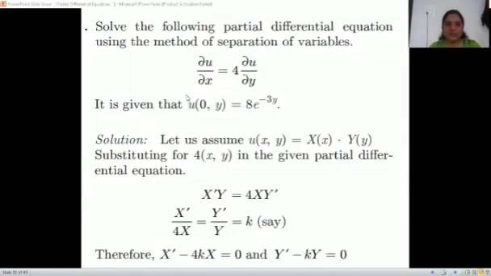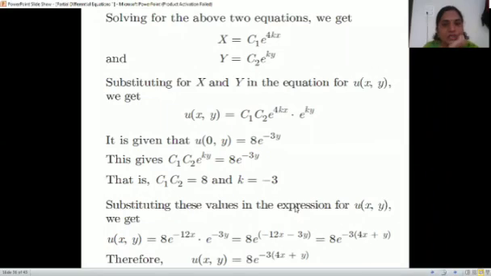Okay, let's see this also. Solving that, we get X'/X = Y'/(4Y). Separating the variables x and y, we get these equations. Solving, we get X and Y. Combining them, we get u equal to c1 c2 into.